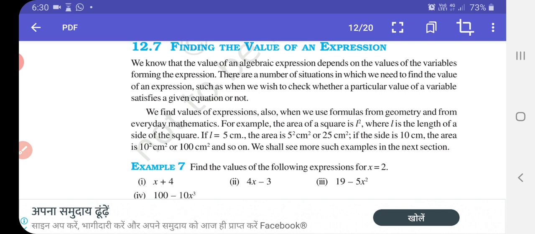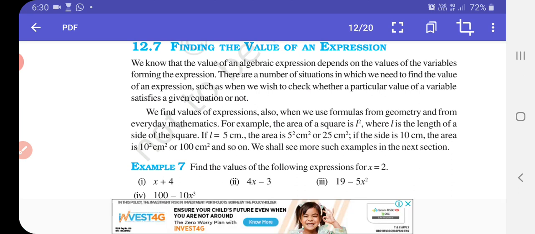The algebraic expression which has two terms is called a binomial. The algebraic expression which has three terms is called a trinomial. And an algebraic expression in general, an expression with one or more terms, is called a polynomial. Thus a monomial, binomial and trinomial are all polynomials. Understand? These all are polynomials.